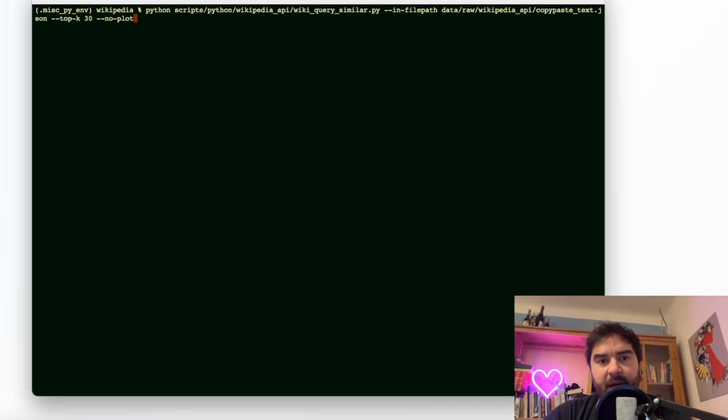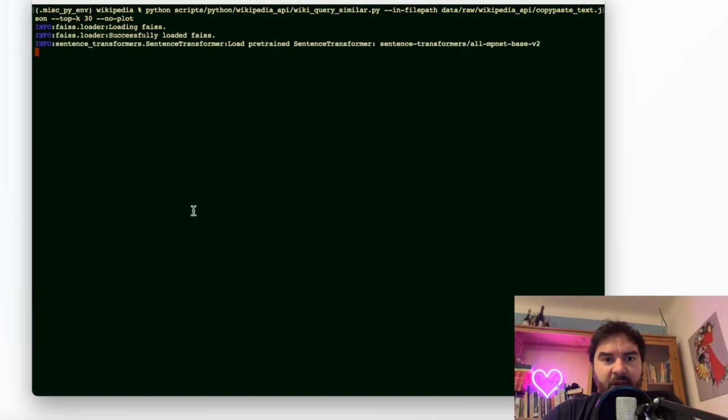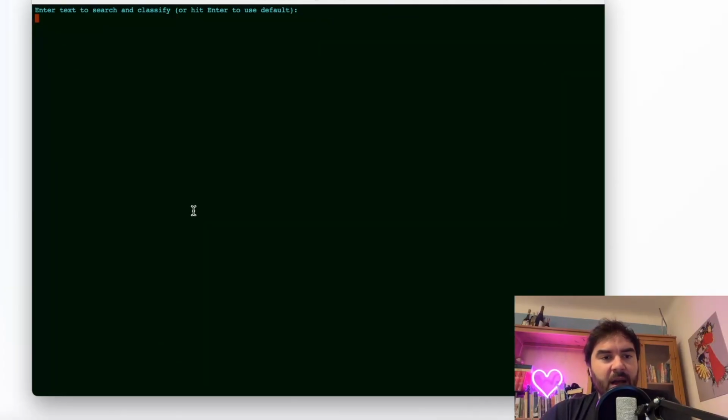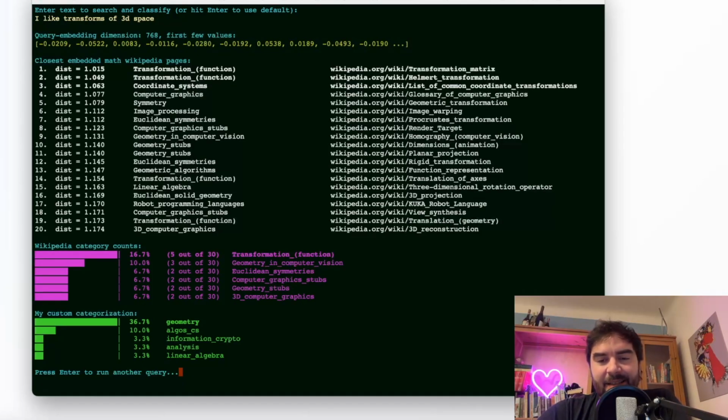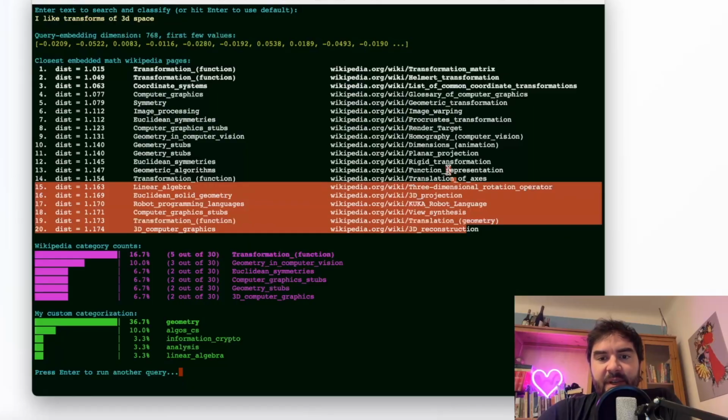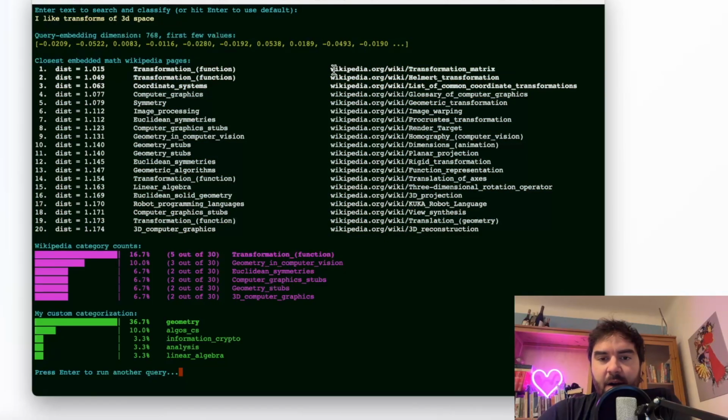I start up the Python script. It loads vector comparison. It loads the transformer model, and then I'm in this chat environment. I can type any sentence that I want, dump any text that I want. I like transforms of 3D space, and instantly it gives me the Wikipedia pages here that are closest in content to this short sentence that I wrote.